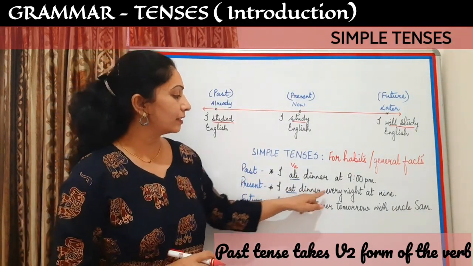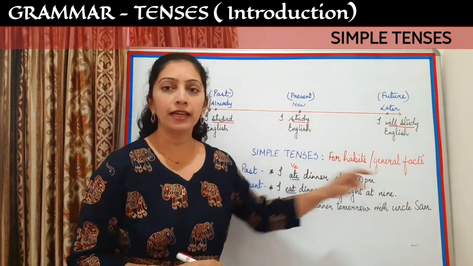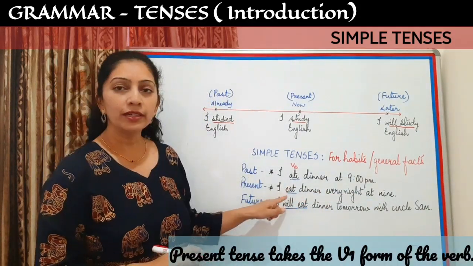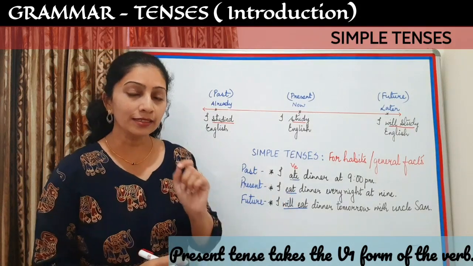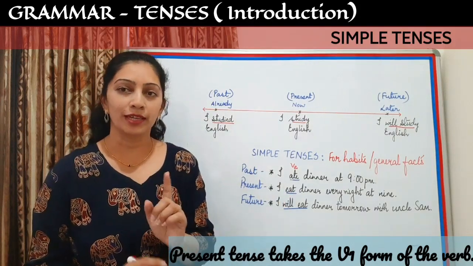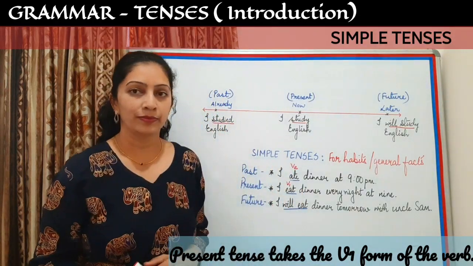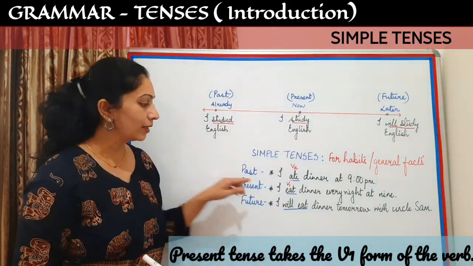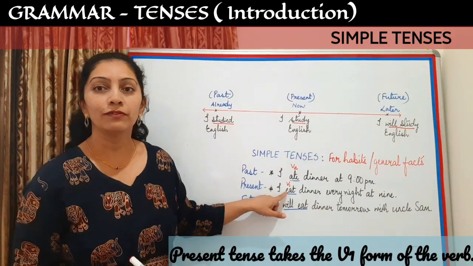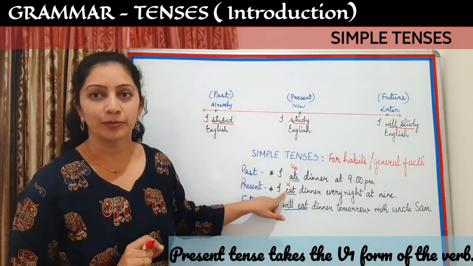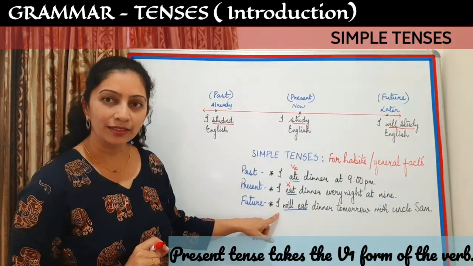Come to the next one. I eat dinner every night at 9. Now the verb here is eat. Eat is the base form of the verb. That is the first form of the verb, and I'll call it V1. So present tenses will always take the V1 form of the verb.